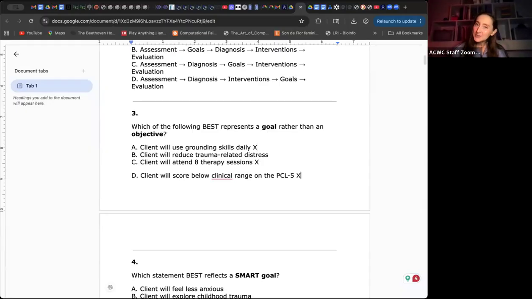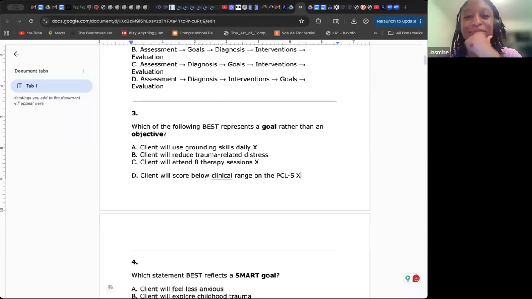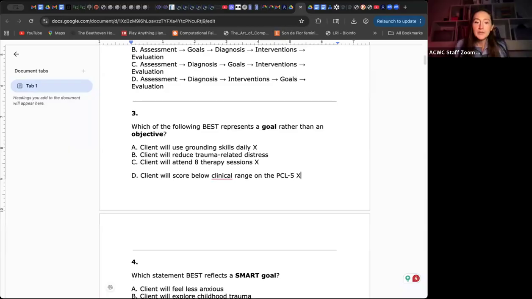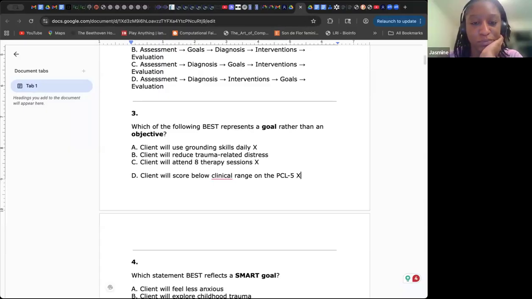That's why this one was hard for everyone last night too. Well, I don't know about everyone. Some people didn't let me know, obviously. But this one was hard for a lot of people. If you get between something like B and D, go back to what's the broadest picture? What's the biggest picture? And also, what's a goal you would write down for a client?